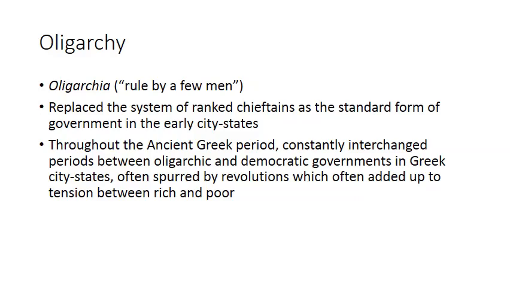So we see some constantly interchanged periods between oligarchic and democratic governments in many Greek city-states, especially Athens. Even though they're most famous for being democratic, they also have periods of time where they go back and forth between oligarchic or tyrannical type governments. And these are often spurred by revolutions, which often added up to tension between the rich and the poor. And so we see this back and forth of them, and each time they try to improve it a little bit more. It doesn't just stay the same throughout the entire period of time.